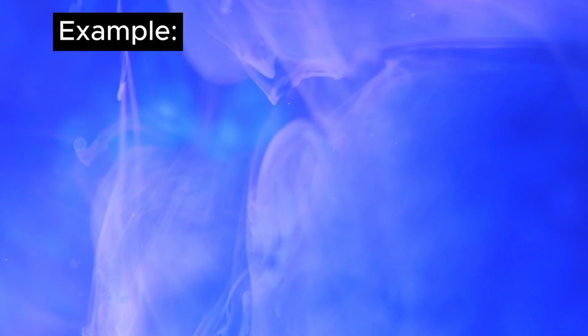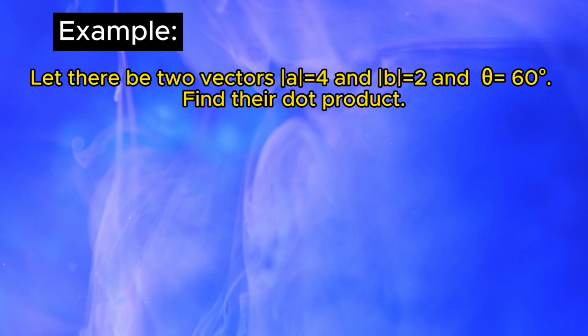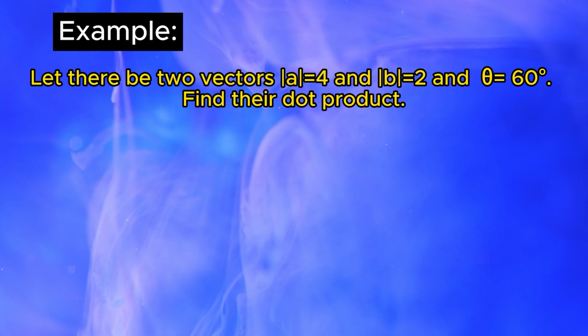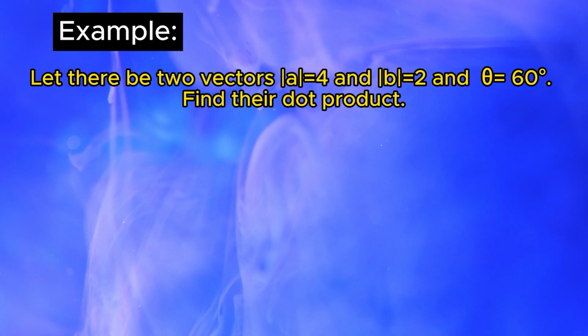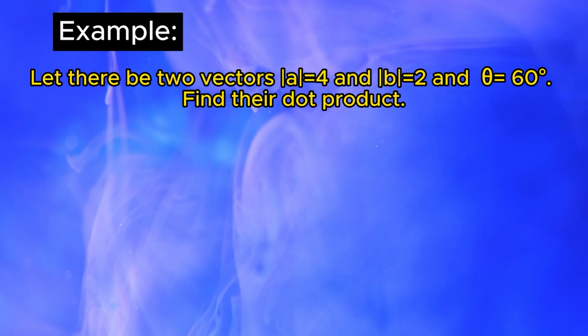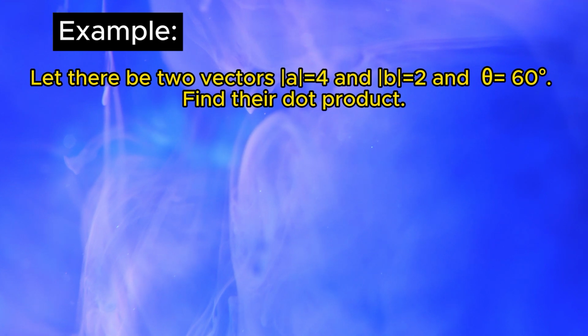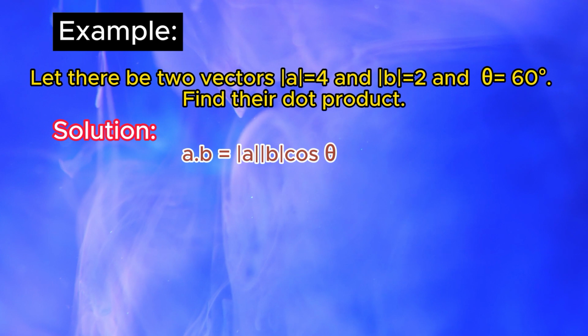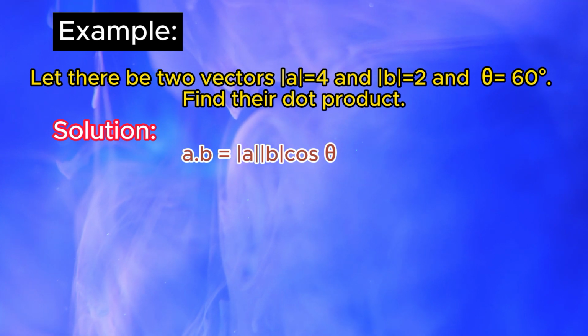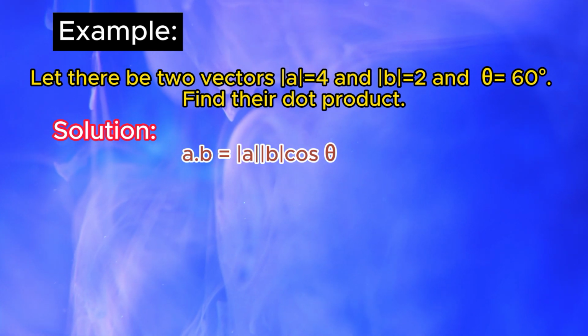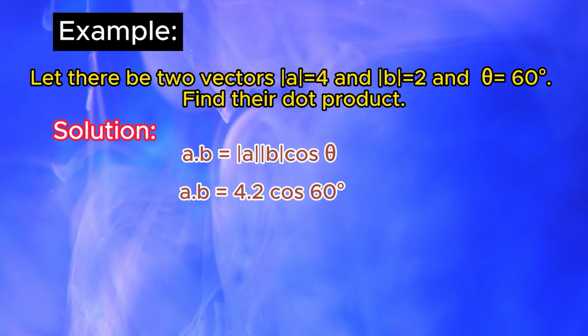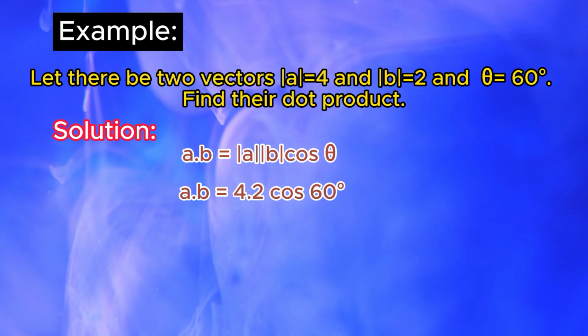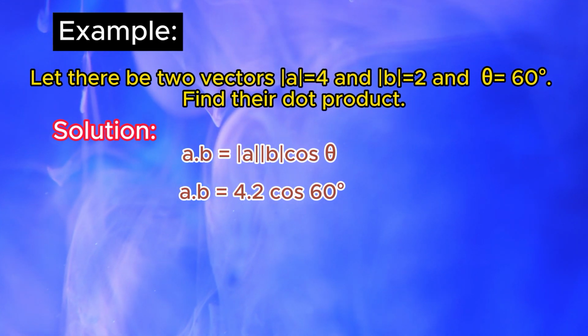Let's consider an example. Let there be two vectors, where the magnitude of a is 4, the magnitude of b is 2, and theta equals 60 degrees. Find their dot product. First consider the formula of the dot product, a dot b equals ab cos theta. Now putting the magnitudes of vectors a and b, which are 4 and 2 respectively, and the angle 60 in the formula.